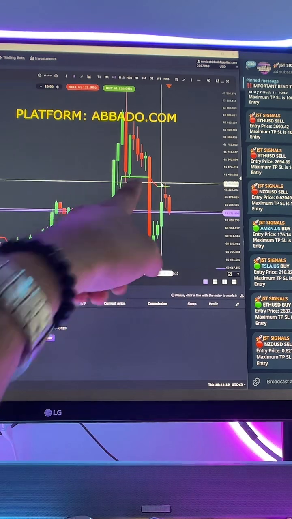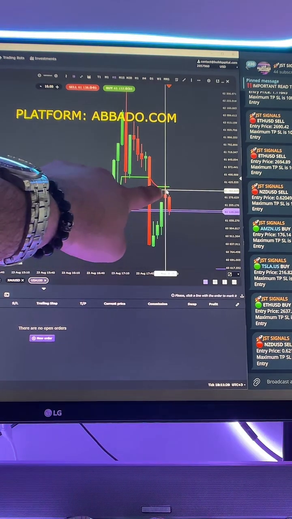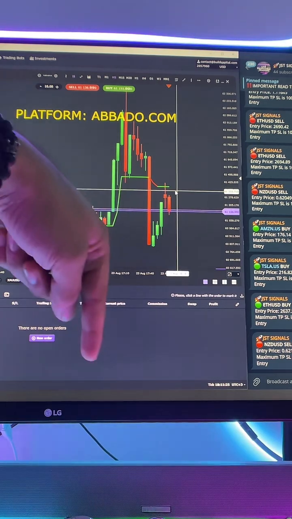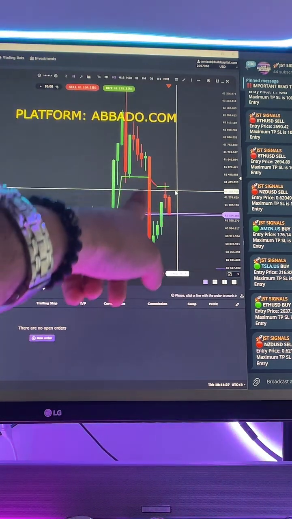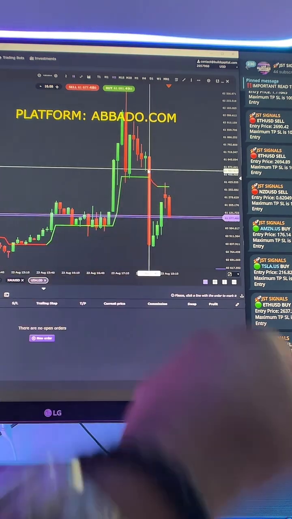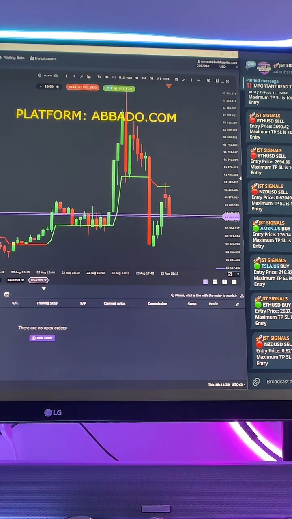So let's actually go ahead and do this. Right here, the super trend is green. And now, the indicator is called super trend. I'll show you how to get it now. So right here, we can see we're pushing down and the super trend is green. So what we're going to do is enter a buy trade, okay?